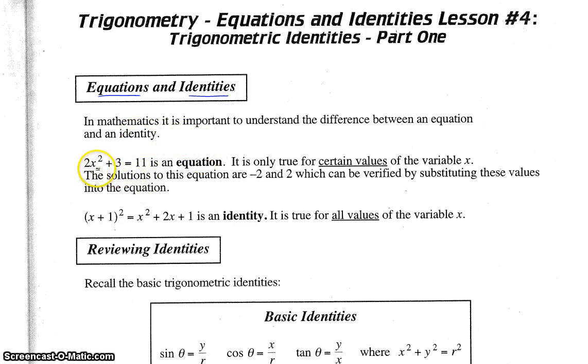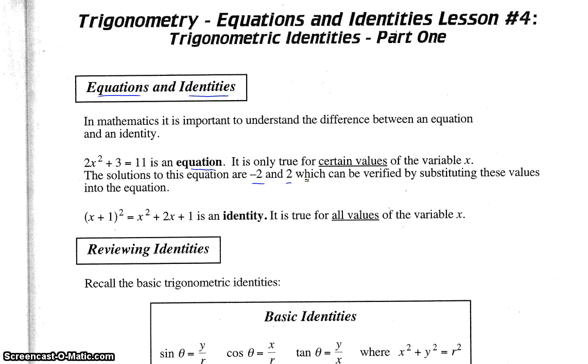If you had something like 2x squared plus 3 equals 11, that is an equation because it's only true for certain values of the variable x. In other words, if I subbed in 1 into this equation, I would get 2 plus 3 is 5 equals 11, which we know it doesn't. The only values of x that would make this equation true, in other words, left-hand side equals right-hand side, would be -2 and 2.